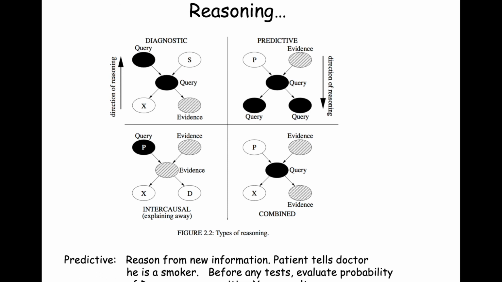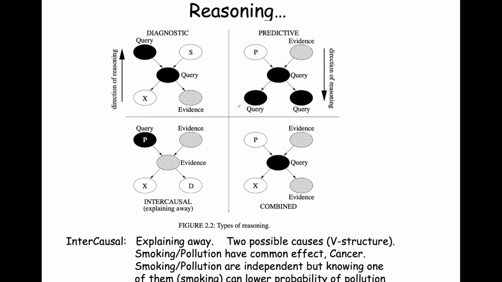So in the case of predictive reasoning, you're taking the root cause as evidence, and you're reasoning down the tree, evaluating the consequence of setting that evidence to be true in the probability or probability table for that node, and then evaluating the consequence going down in the direction of the arcs.